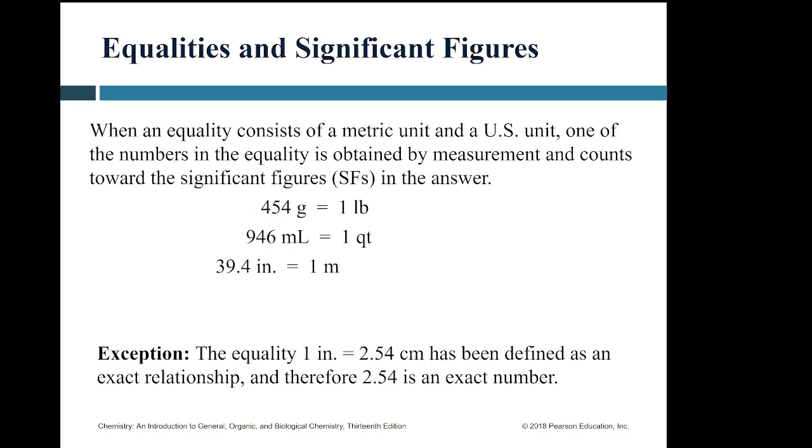When equalities consist of two different unit types that have not been clearly defined, one off of the other, then you're going to get situations where you will have measured numbers. Okay? This happens quite a bit in the metric or SI units versus the imperial units, the US units. Okay? And so, for example, going from grams to pounds, 454 grams equals 1 pound. Milliliters to quarts, 946 milliliters equals 1 quart.